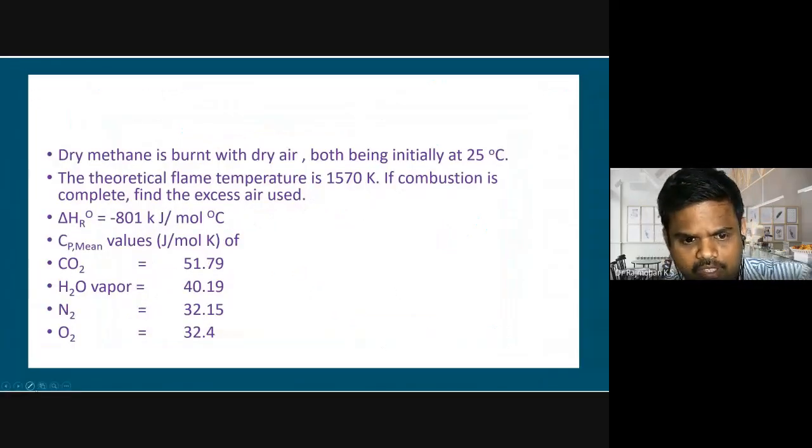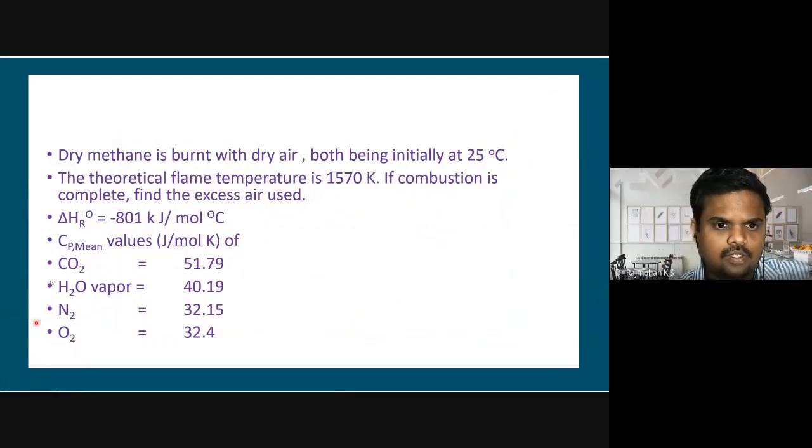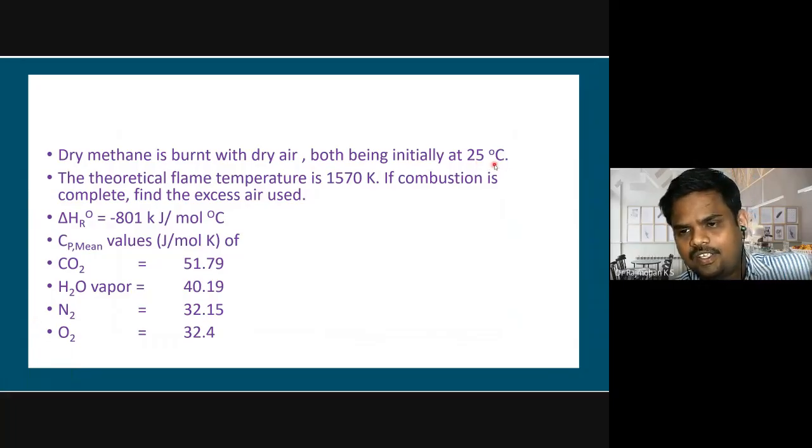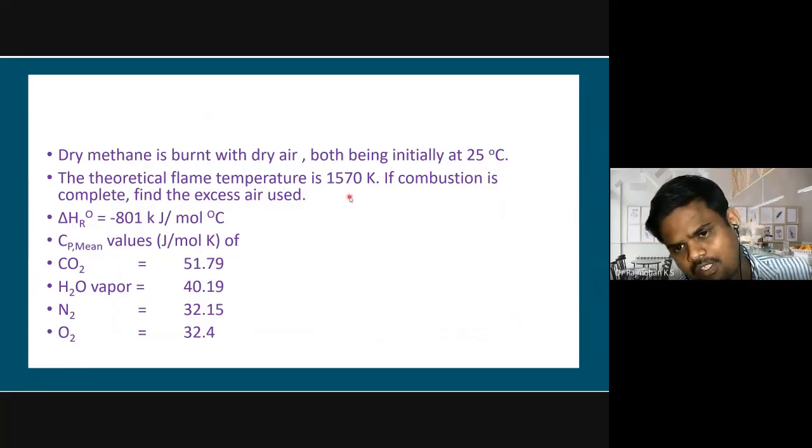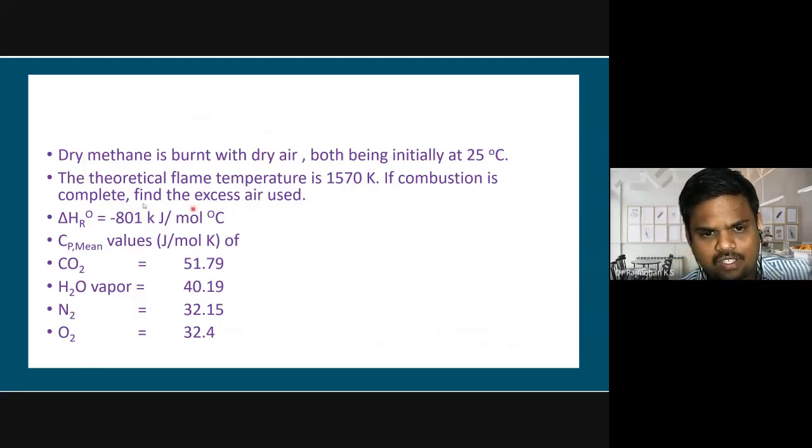We have dry methane. Take down. Dry methane is burnt with dry air, both being initially at 25 degrees Celsius. So here delta H of reactant need not be calculated. That is, no need of heat to be removed. The theoretical flame temperature is 1570 Kelvin. Here flame temperature is given. If combustion is complete, here also 100% conversion taking place, find the percentage excess air used.